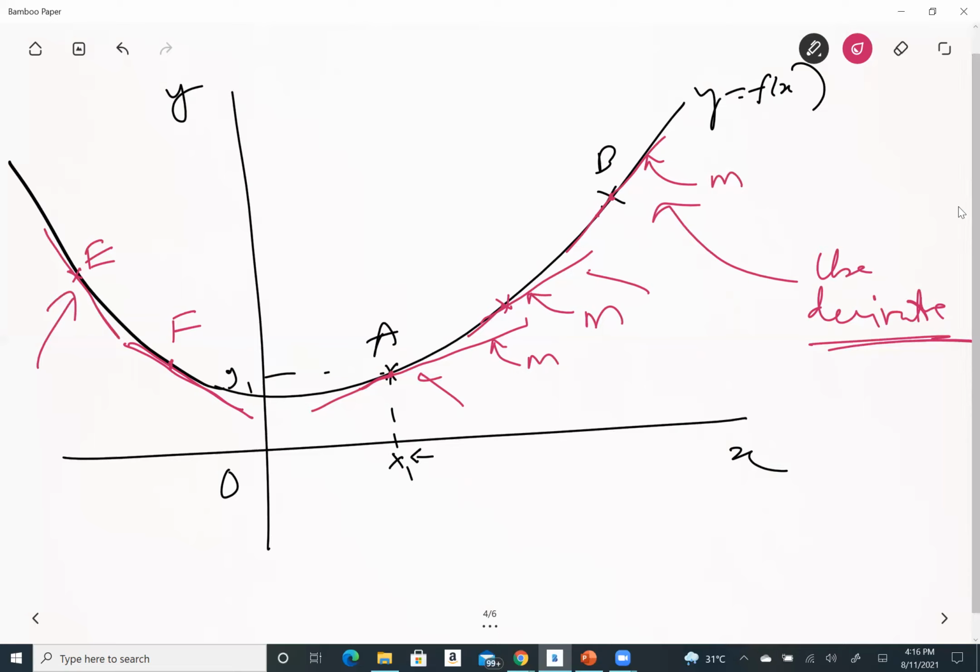We can do more. Okay, anybody? Say point G. All right, what can you say about the slopes?